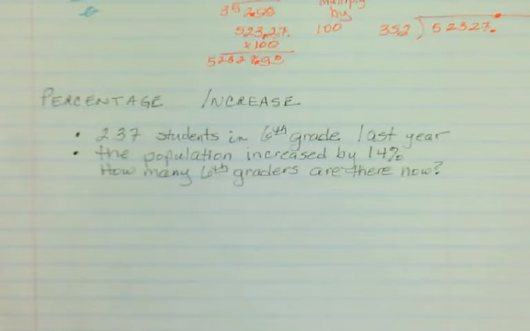We have 237 students in 6th grade last year. And when we totaled it, we found that we had 14% more. The population of the 6th grade had increased by 14%. So there are two different ways that you can do this. One is a one-step and one is a two-step. Okay?